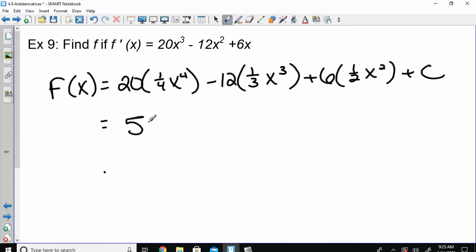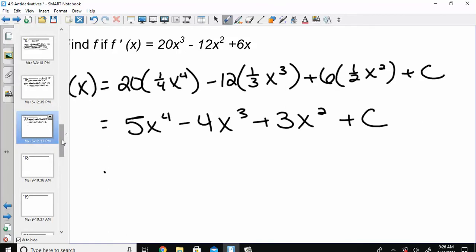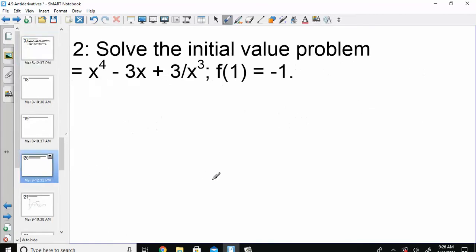So do you get 5x to the 4th minus 4x cubed plus 3x squared plus c? Very easy to check that one. I'm going to skip for a minute, I think. I want to jump down to example 12, actually.